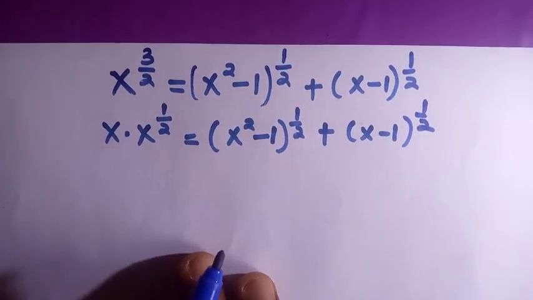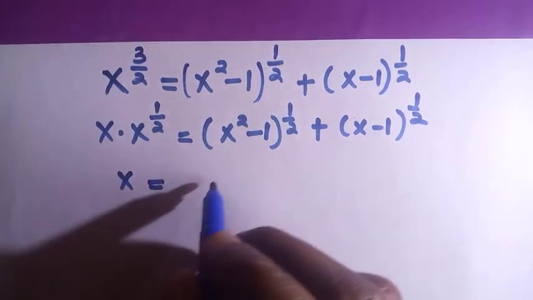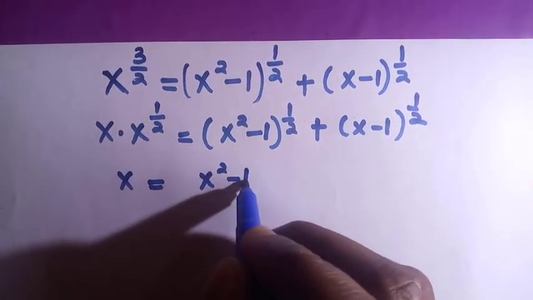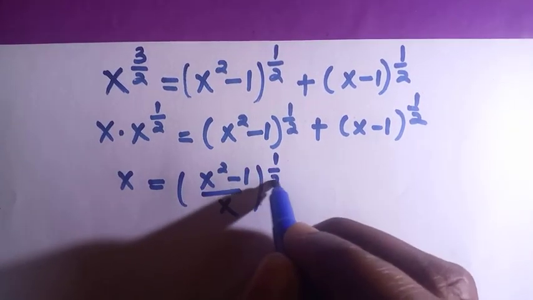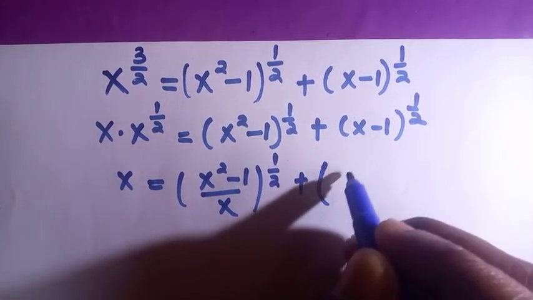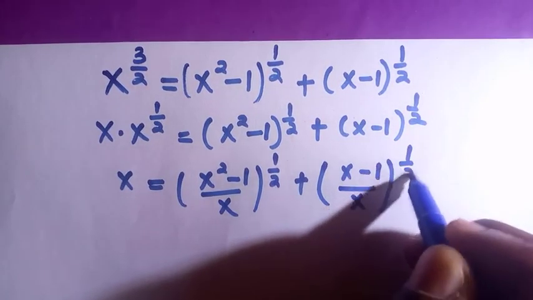And if I try to divide both sides by x raised to the power 1 over 2, so here we have x equals to, so dividing this, we have x squared minus 1 divided by x. So since both of them are sharing half, I'm going to combine these together. Then we have x minus 1 divided by x raised to the power of 1 over 2.